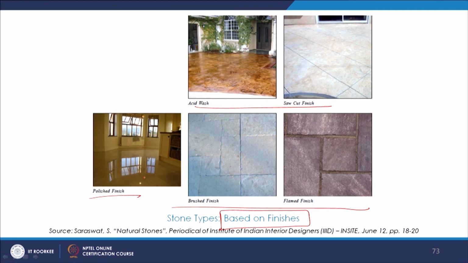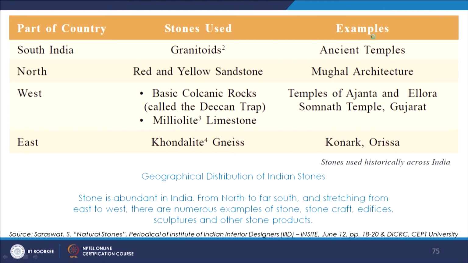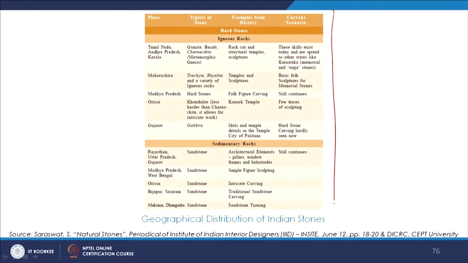And then we talked about some more finishes here. Continuing with that, we tried to also understand the geographical distribution of Indian stones. We saw some remarkable examples of which geographical part of India has which kinds of stones, what the famous historical examples in that particular region are, and what kind of interior architecture was constructed out of those stones. So we again elaborately saw this geographical distribution.